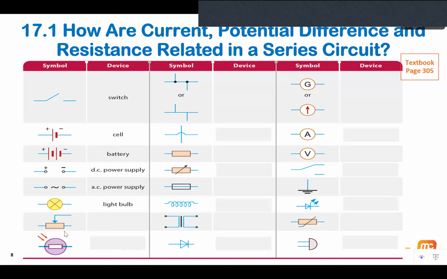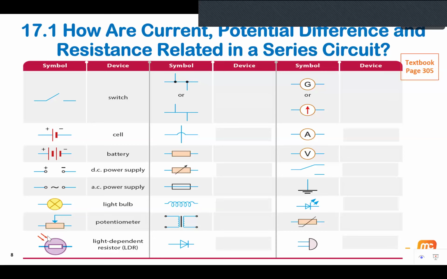This is called a potentiometer, where you can change the potential difference. And then you have this, called a light dependent resistor. You have light falling onto it, so this resistance is dependent on the amount of light falling onto it. So it's called LDR in short.